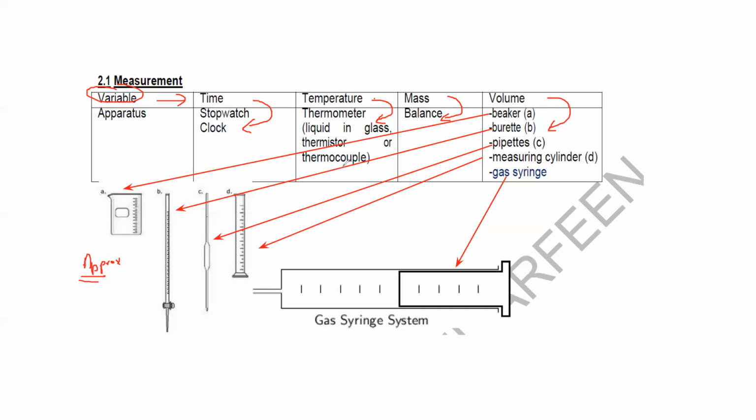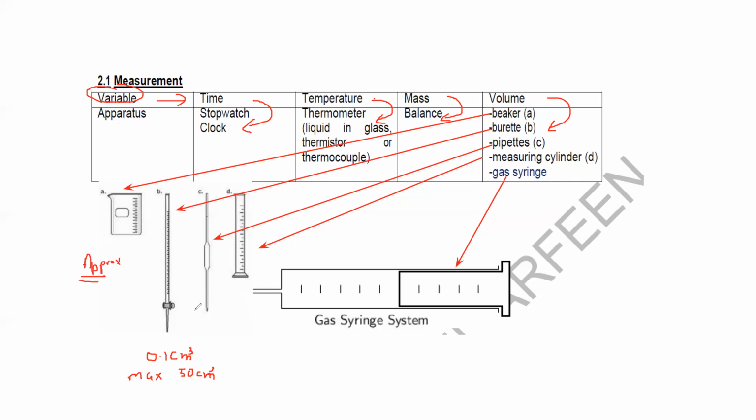But if I want to measure the accurate volume, the most accurate apparatus here is a burette. A burette can measure as accurately as 0.1 cm³, with the maximum volume it can measure being 50. It cannot measure more than 50, but the smallest value it can record is 0.1 cm³.